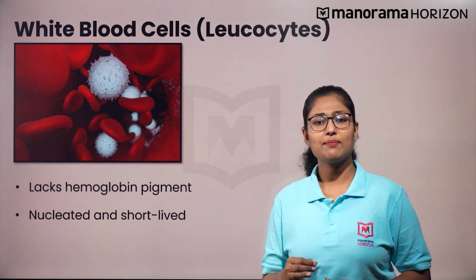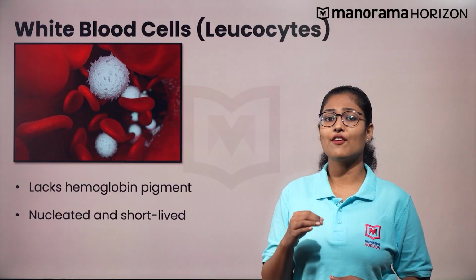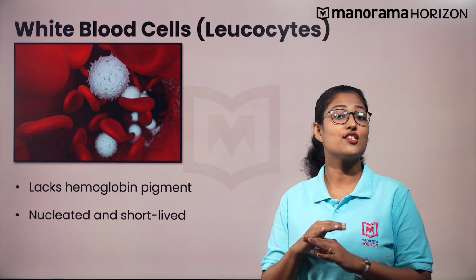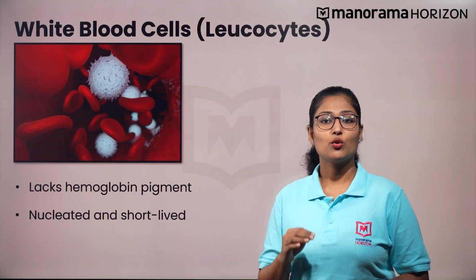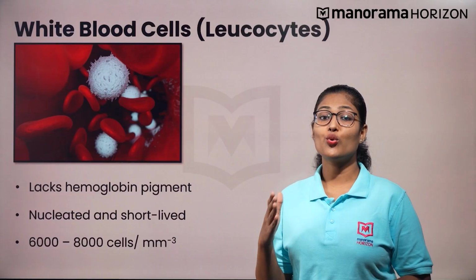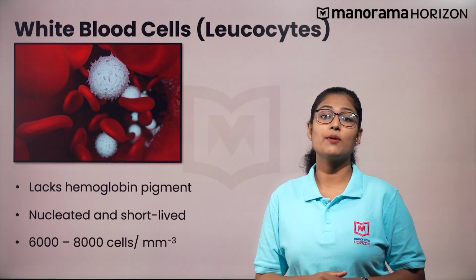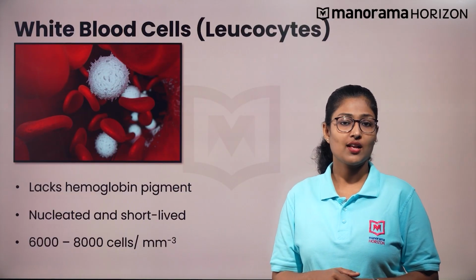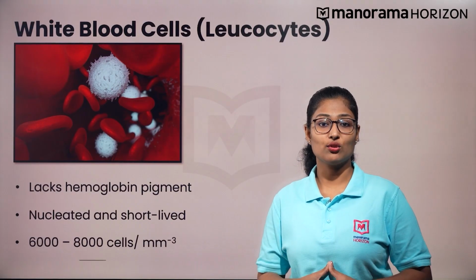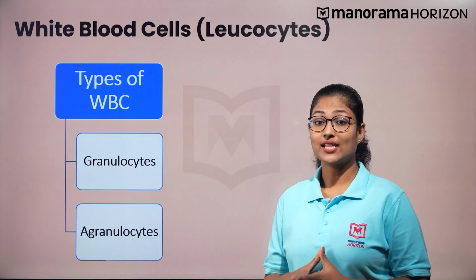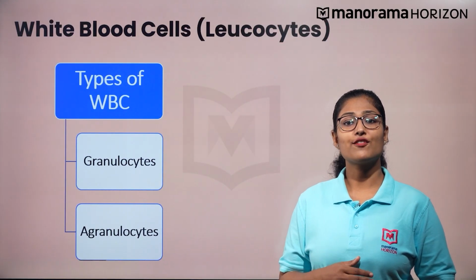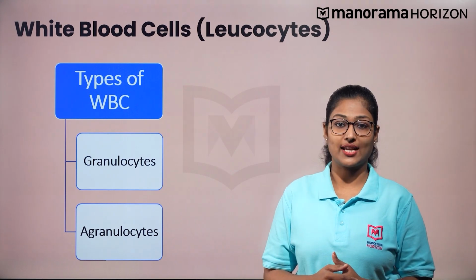So, do RBCs and WBCs have the same volume in a healthy body? The answer is no. The white blood cells average about 6,000 to 8,000 cells per cubic millimeter of blood. This WBC can be broadly categorized into granulocytes and agranulocytes. First, let us focus more on granulocytes.